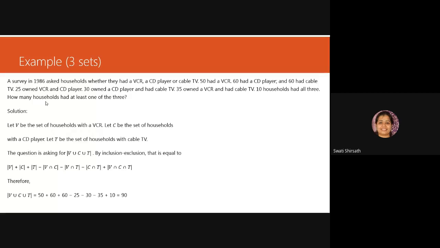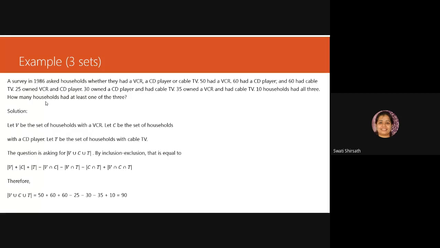So I'll just read out. By that time, you copy down the example. A survey in 1996 asked households whether they had a VCR, a CD player, or a cable TV. 50 had a VCR, 60 had a CD player, and 60 had a cable TV. So here we have cardinality of VCR as 50, CD player as 60, and cable TV as 60. 25 owned a VCR and CD player, 30 owned a CD player and had cable TV, 35 owned a VCR and had cable TV, and 10 households had all three. How many households had at least one of the three?